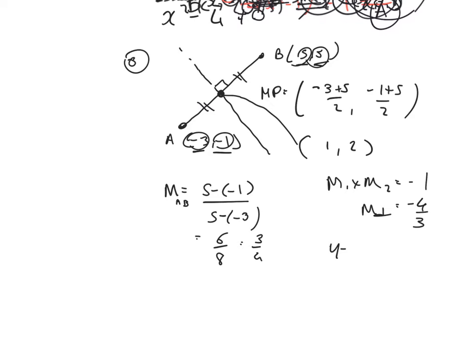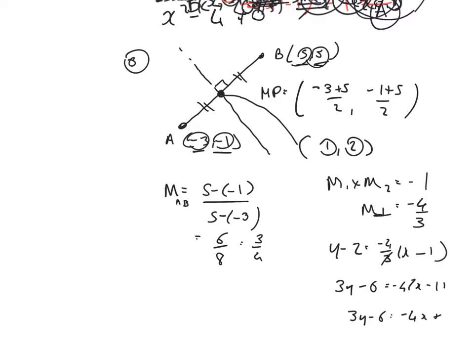Okay, so it's then y minus 2 equals minus 4 over 3 bracket x minus 1. Multiply through by the 3, 3y minus 6 is equal to minus 4 bracket x minus 1. 3y minus 6 is equal to minus 4x plus 4. Bring that across, and 3y is equal to minus 4x plus 10. Final answer.